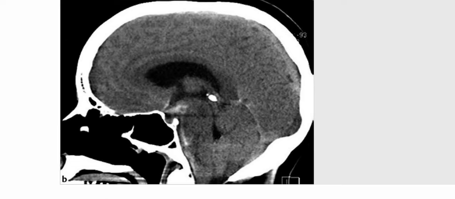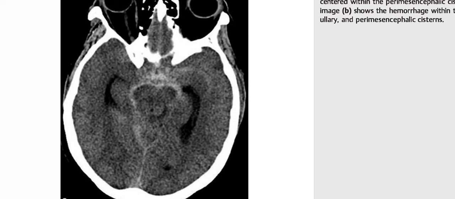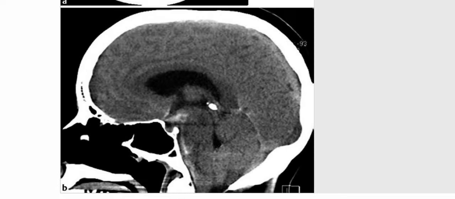So as you can see, on this axial unenhanced CT scan, there is a subarachnoid hemorrhage which is centered within the perimesencephalic cisterns. And on the sagittal reformatted image, you can see that there is hemorrhage within the prepontine, premedullary and perimesencephalic cisterns.